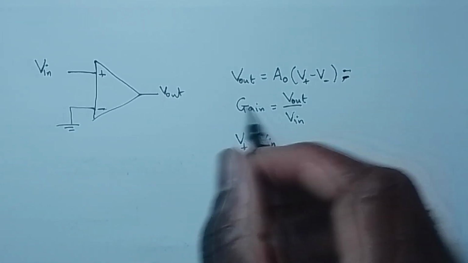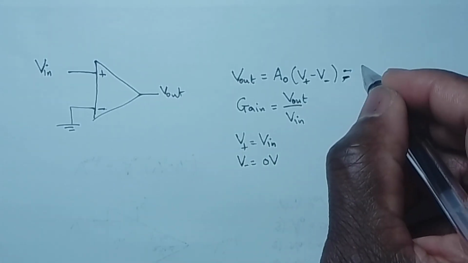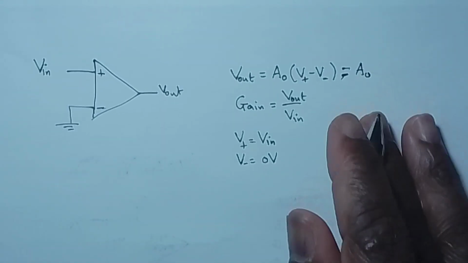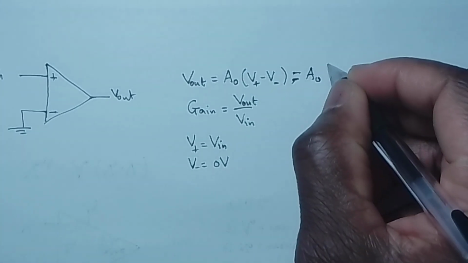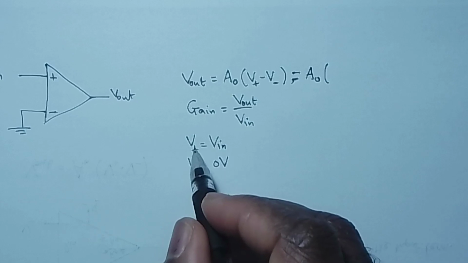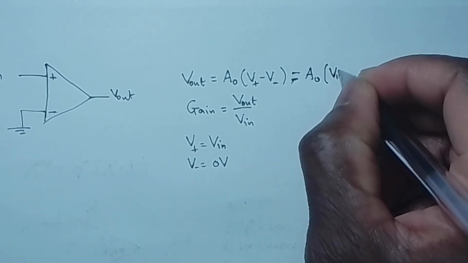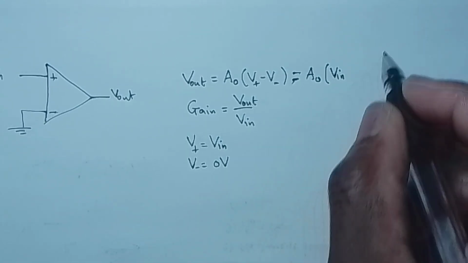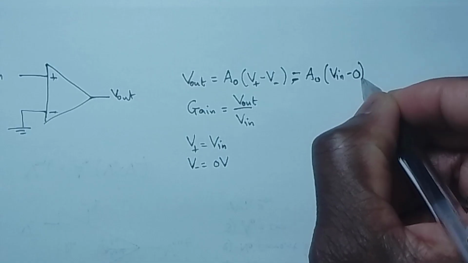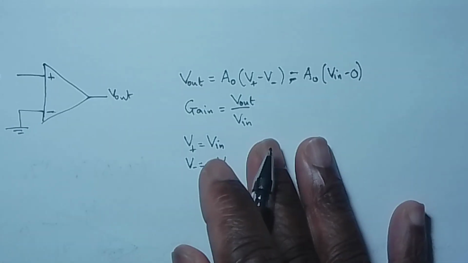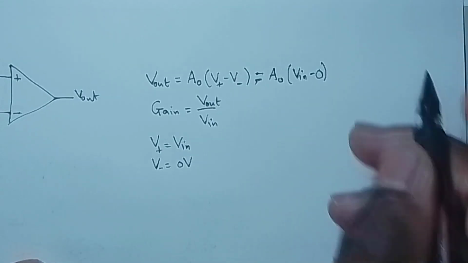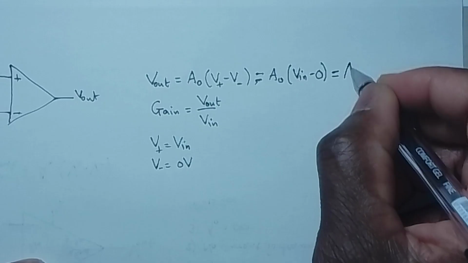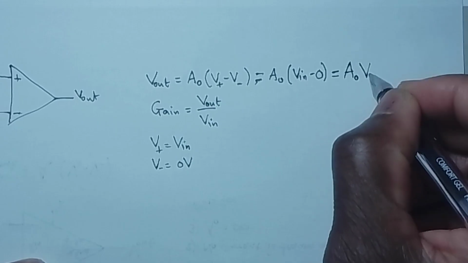we get the V out to be the open loop gain times V plus, which is V in, minus V minus, which is 0. So we get the V out to be the open loop gain times the V in.